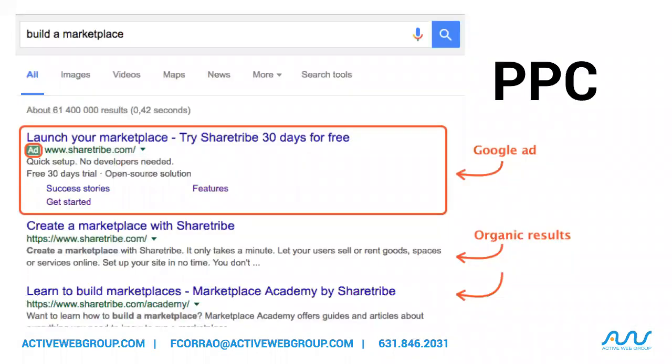Okay, PPC or pay-per-click. This one is just paying to play. So sharetribe.com, for example, this is a Google ad. Below it is the organic results for it. So I rank #1. However, I've also put an ad here. So no matter what, I'm always going to show up first or in the first couple in Google.